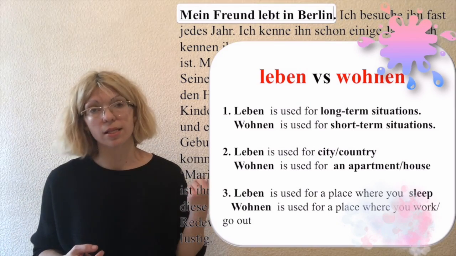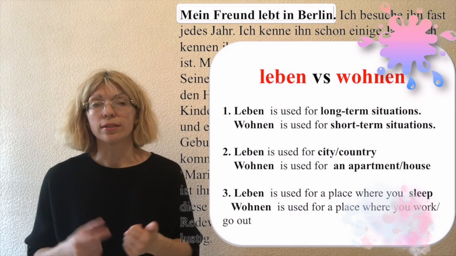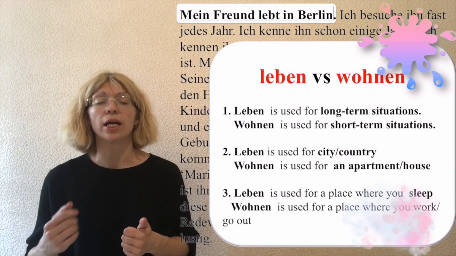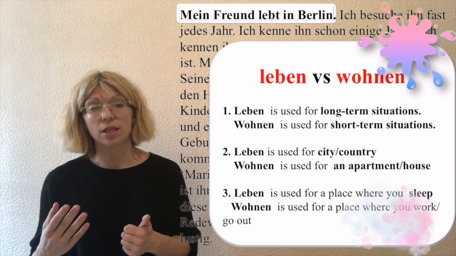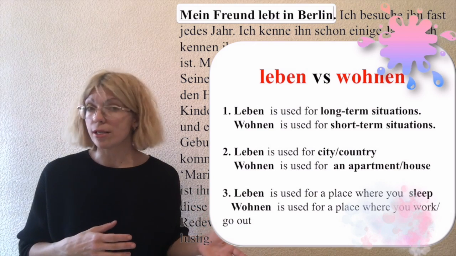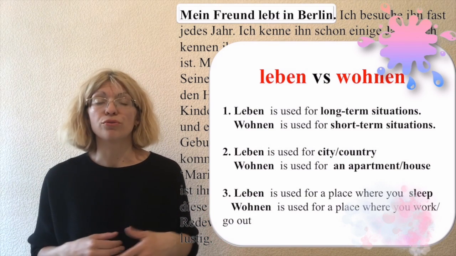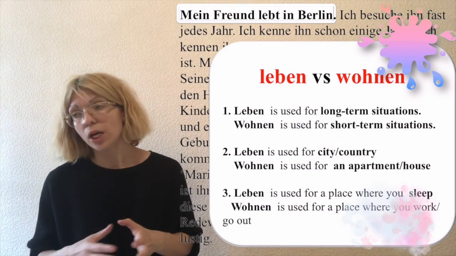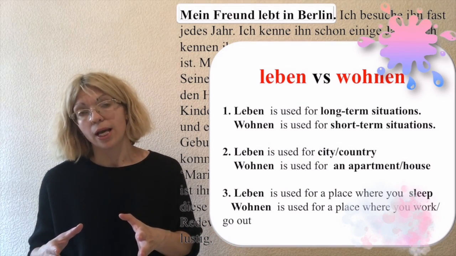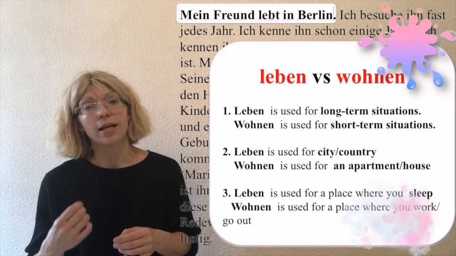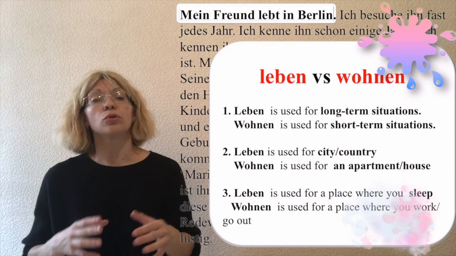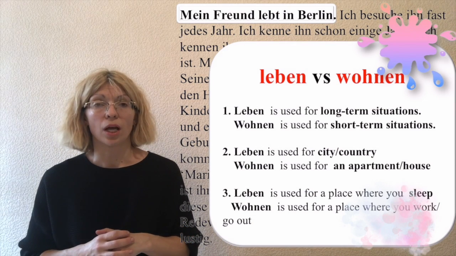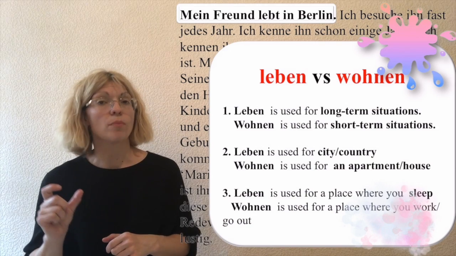The first idea is that you can use leben for the long-term situation. For example, you say ich lebe in Berlin. It means that probably I was born and raised in Berlin, or probably I moved to Berlin some time ago, and I'm not going to move to another place. So if you say ich lebe in Berlin, it means that I'm going to live here for a long time. Wohnen you can use for the short-term situation.